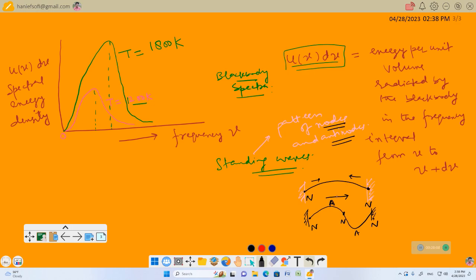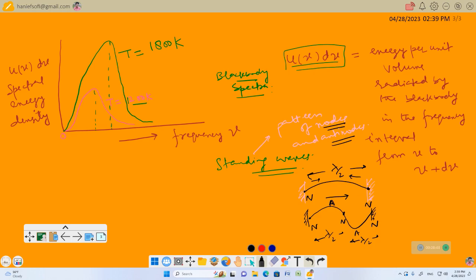From between two nodes, you must be knowing two consecutive nodes are lambda by 2 distance apart. From this point to this point, it is also lambda by 2. You can understand this string situation from this string situation. Now, in this situation, the distance from this node is half wavelength. In this situation, it's two half wavelengths. And another mode you can construct, there will be three half wavelengths because at the ends there are nodes.